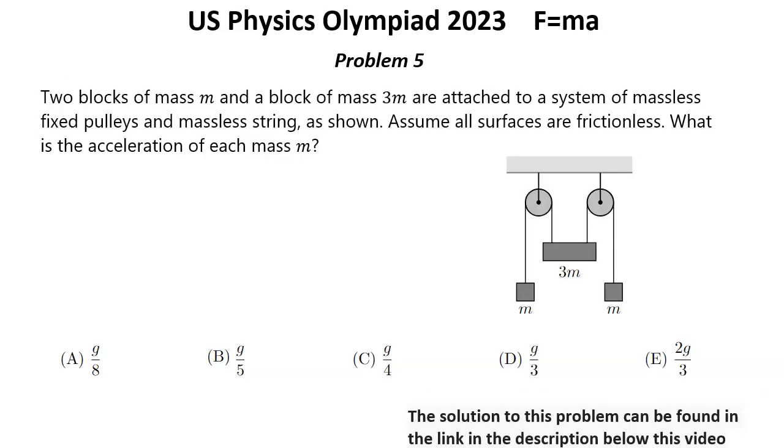Problem number 5. Two blocks of mass m and a block of mass 3m are attached to a system of massless fixed pulleys and a massless string, as shown. Assume all surfaces are frictionless. What is the acceleration of each mass m?